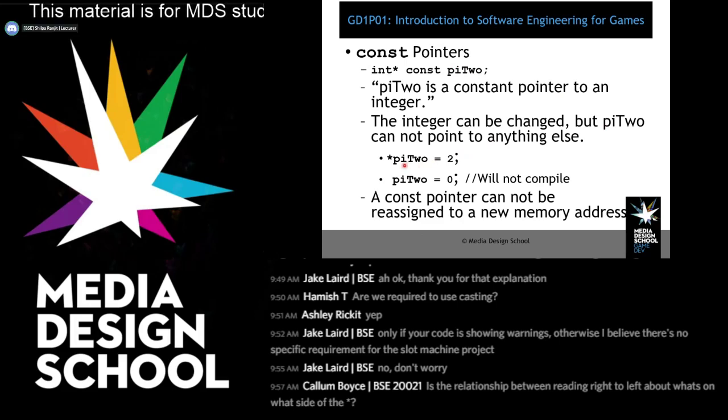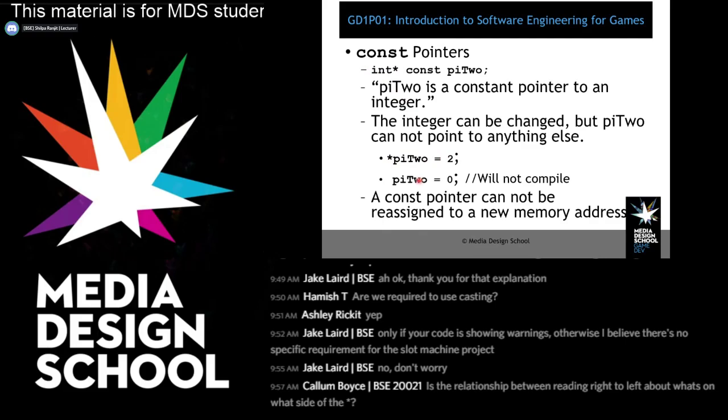All right. So if I have something like asterisk pi2 is equal to 2, which means I'm dereferencing pi2's value. I'm changing the value that is contained inside the address to 2. That is fine. I can do again asterisk pi2 is equal to 5. That doesn't matter, because this is dereferencing the value inside the address. The value inside the address can change because it is a normal int.